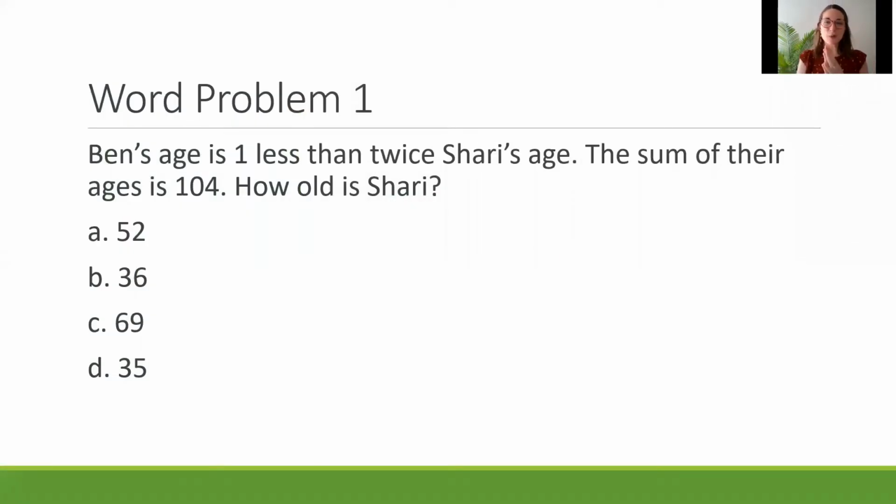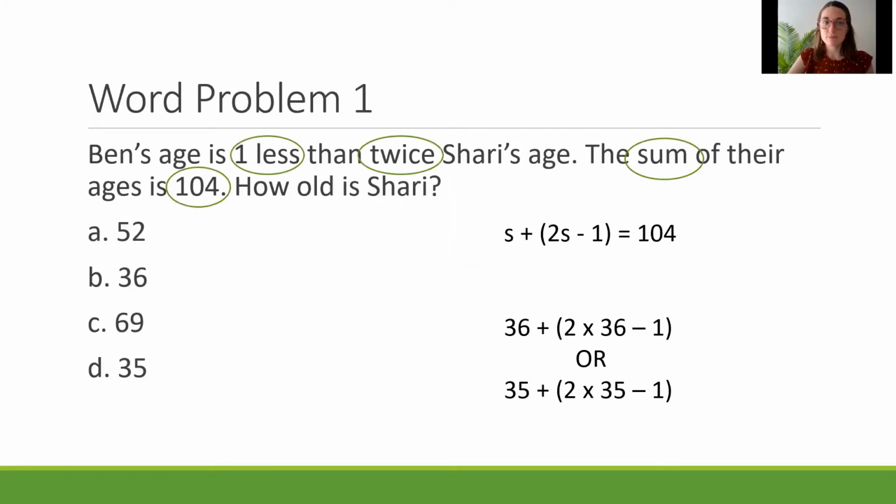Okay, so here's word problem number 1. We'll do 4 total problems today. Ben's age is 1 less than twice Sherry's age. The sum of their ages is 104. How old is Sherry? And you can see we have 4 multiple choice options.